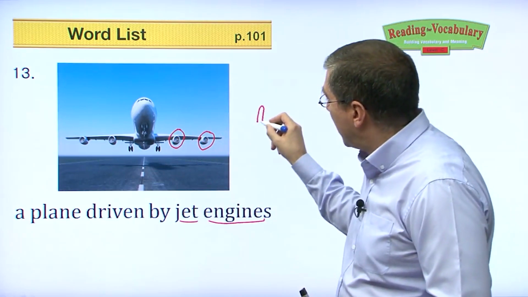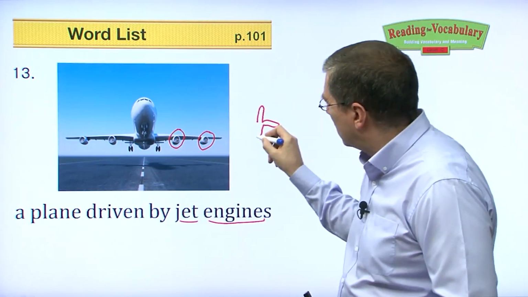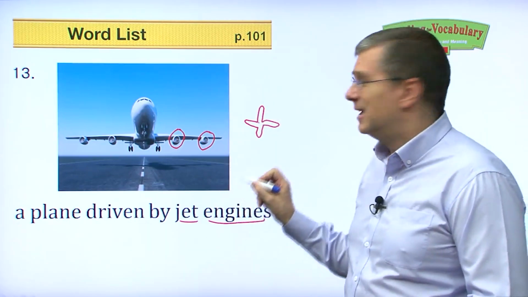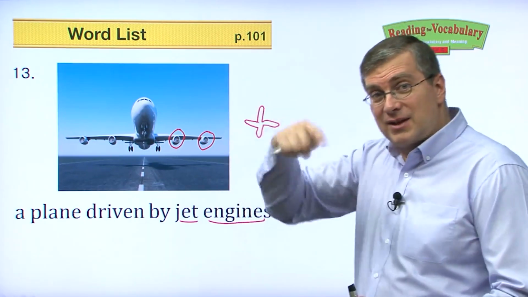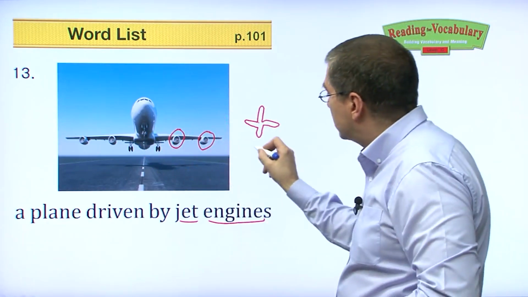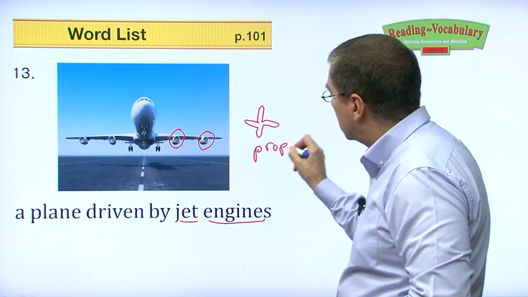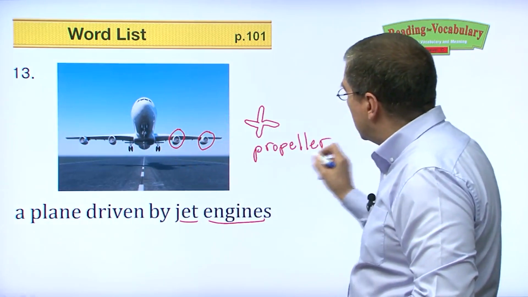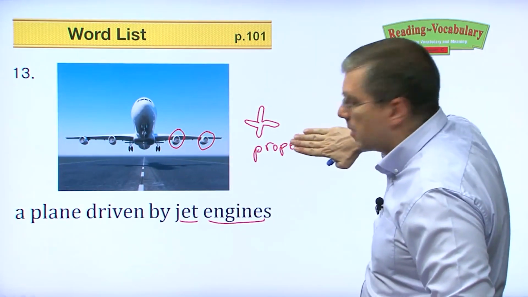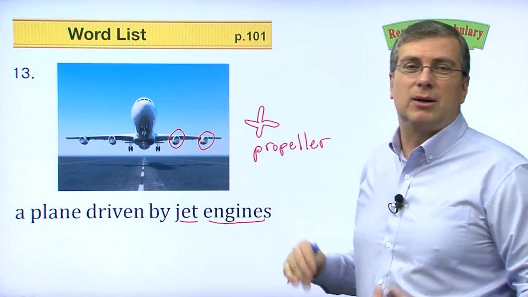Planes used propellers. Now, I'm not a very good artist, so I'm trying to draw these. It looks like a flower, doesn't it? But these things would spin really fast, and they would catch the air and push the plane forward. And these were called propellers. A propeller plane. So we said propeller plane, or sometimes people say prop plane.